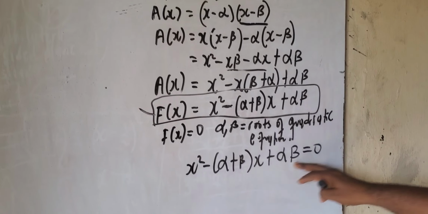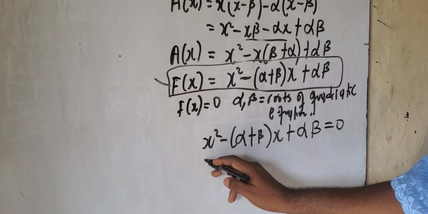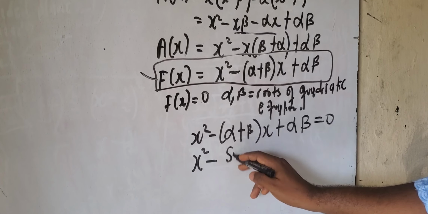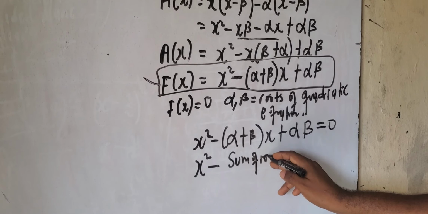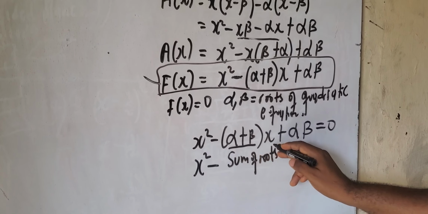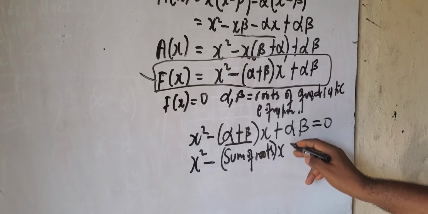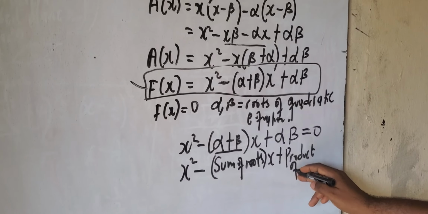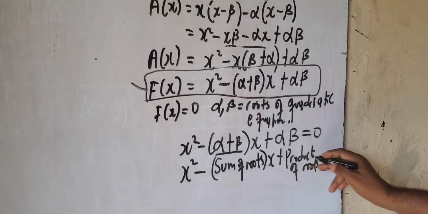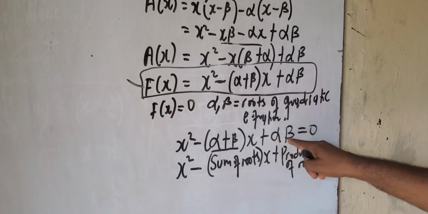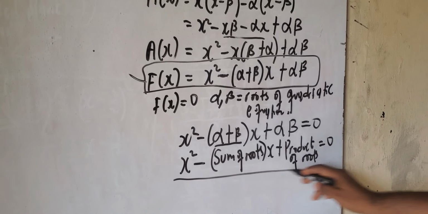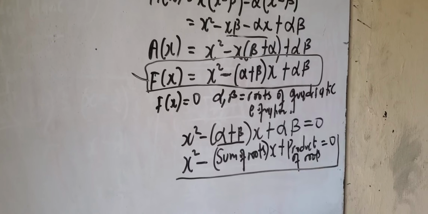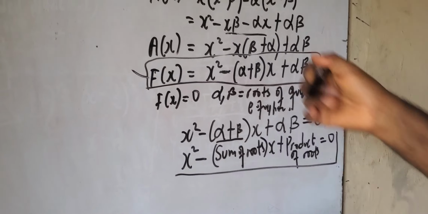So to remember this expression, just say quadratic equation is x squared minus sum of roots. Sum simply means this addition, times x, then you now say plus product of roots is equal to 0. Product means alpha times beta. So this is one expression for quadratic equation.